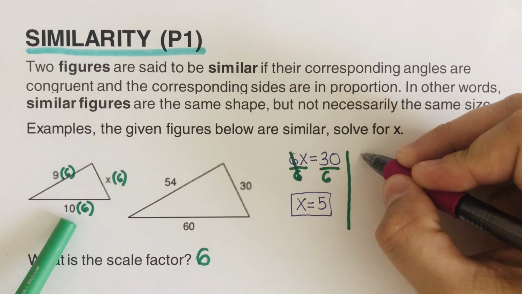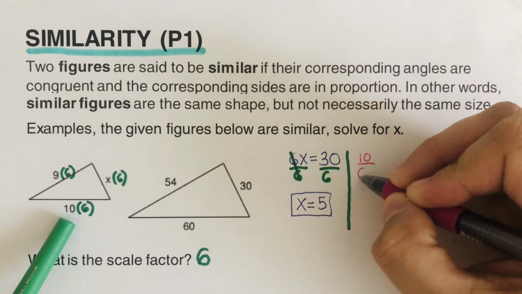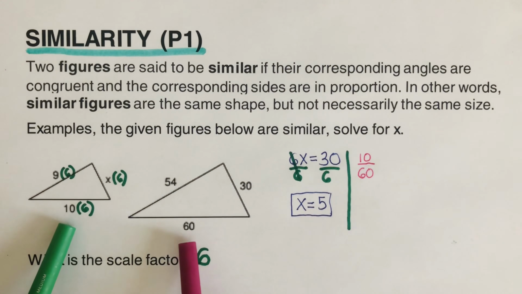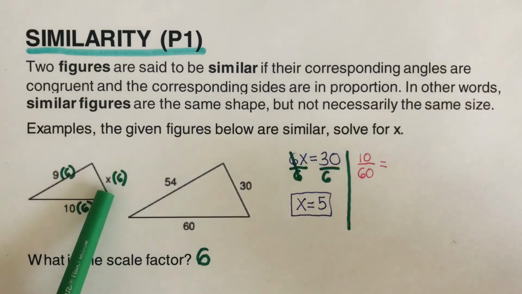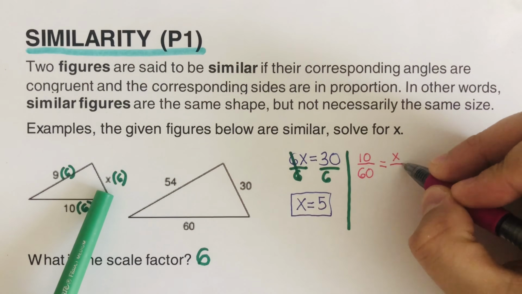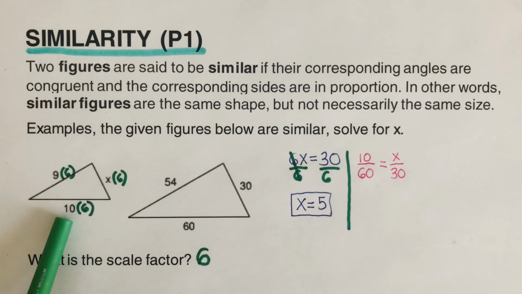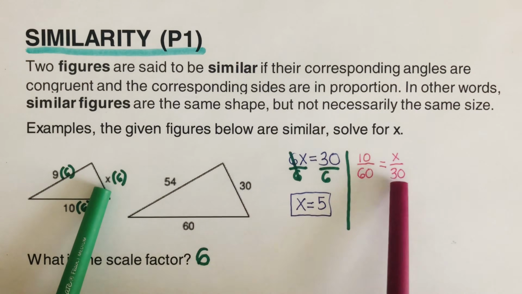So first over the second. So what did I do? 10 over 60, first over the second, is equal to first over the second, x over 30. So again, what did I do? First over the second corresponding parts, 10 over 60. First over the second, x over 30.